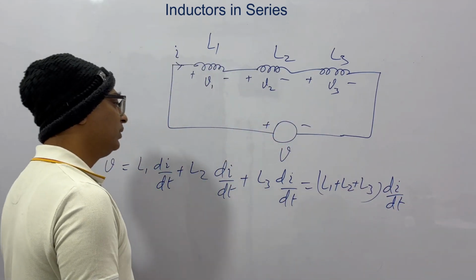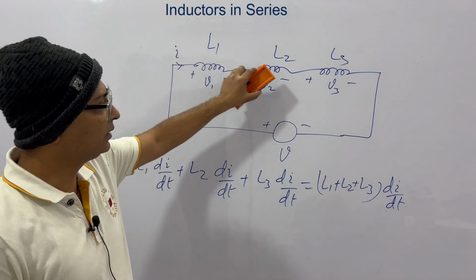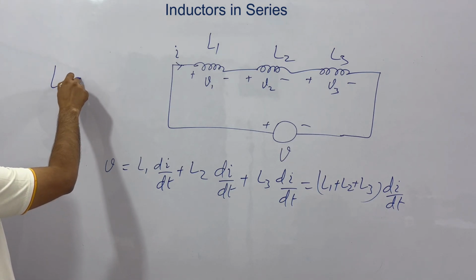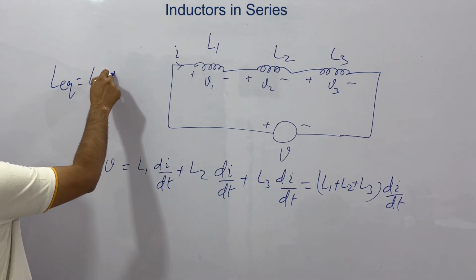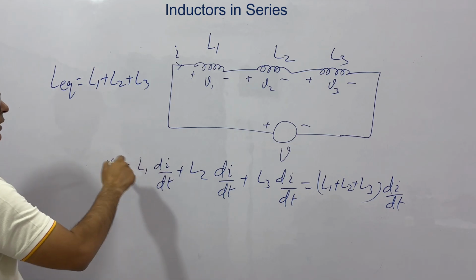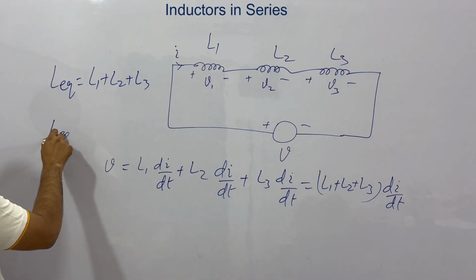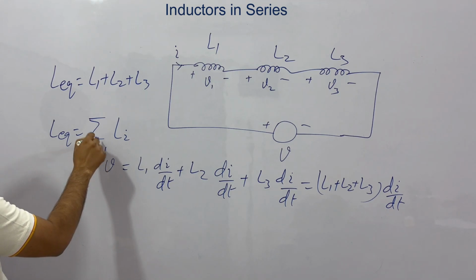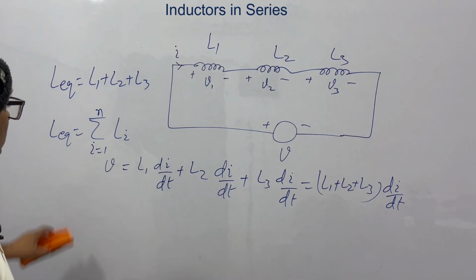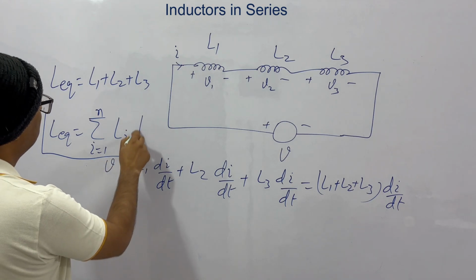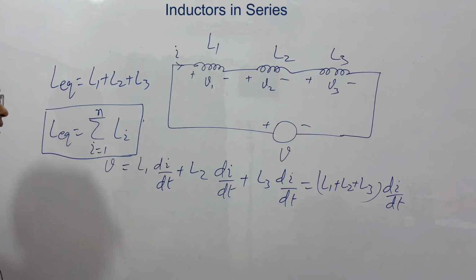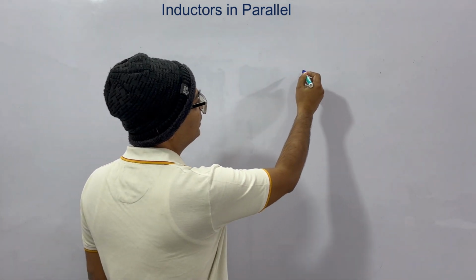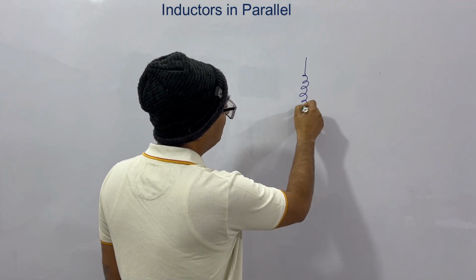So what effectively do we get? We can replace these three inductors by a single inductor whose equivalent inductance is L1 plus L2 plus L3. So we can say L equivalent is nothing but the sum of Li, i equal to 1 to N. This is the equation for inductors in series. Clear? Now what if we have some inductors connected in parallel?